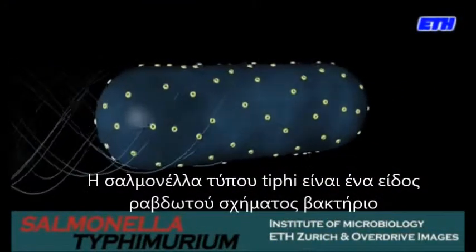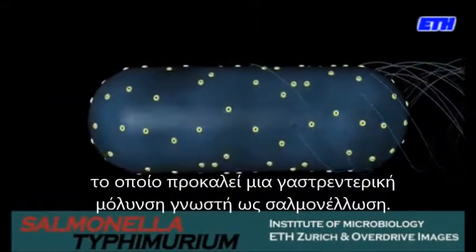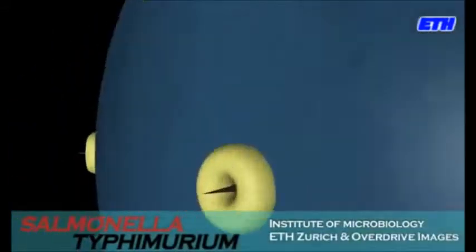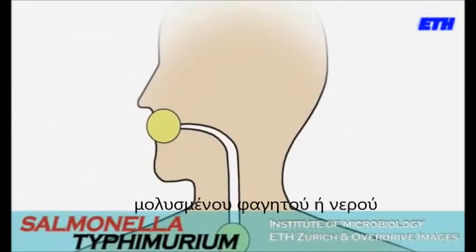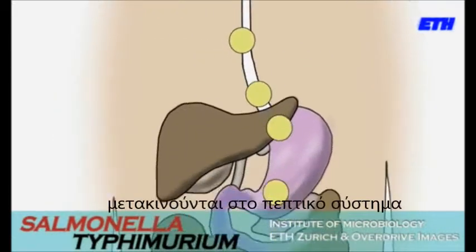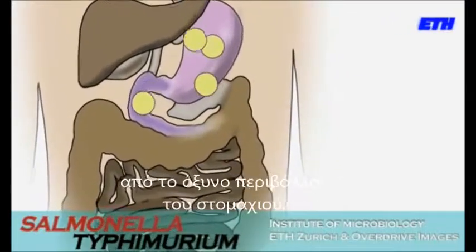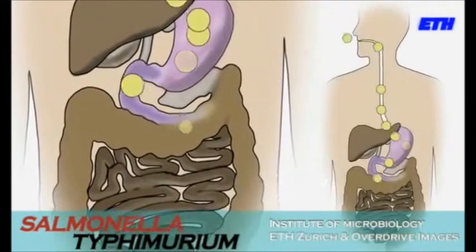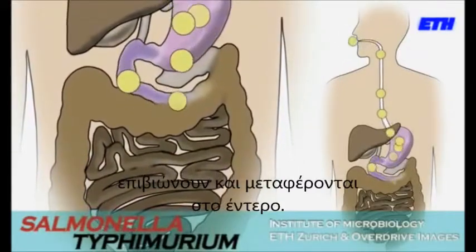Salmonella typhimurium are small, rod-shaped bacteria which cause a gut infection well known as Salmonella diarrhea. The infection starts by eating contaminated food or water. After ingestion, the bacteria travel through the alimentary system. Most of the bacteria are usually killed by the acidic conditions in our stomach. However, few bacteria may survive and are then transported to the intestine.